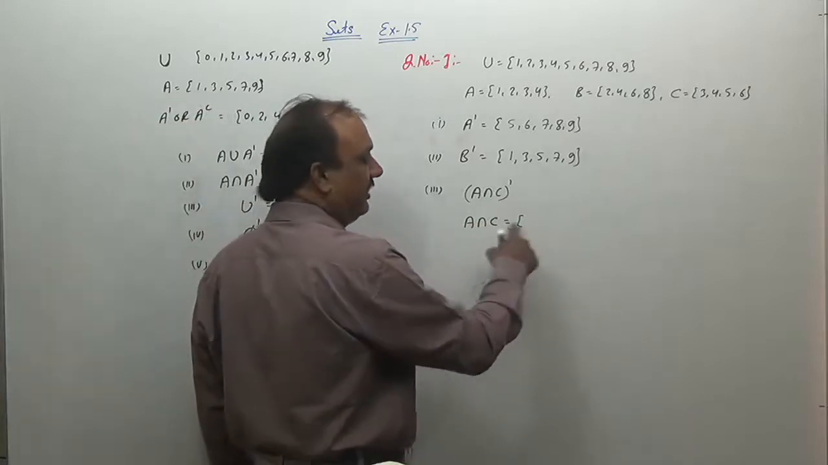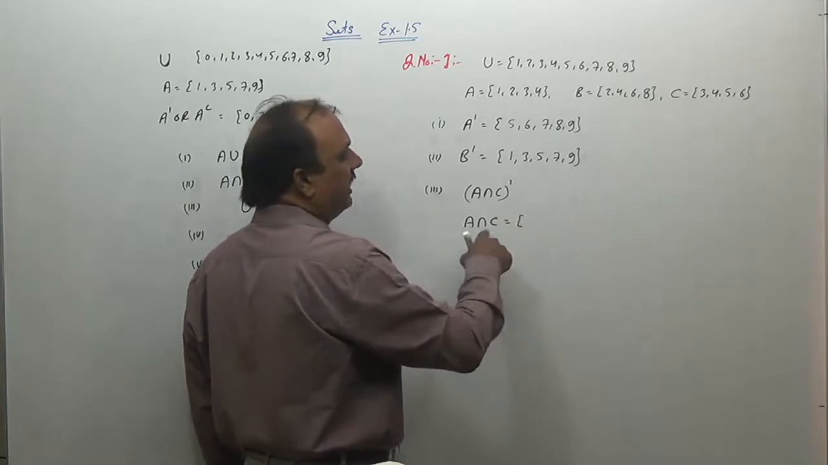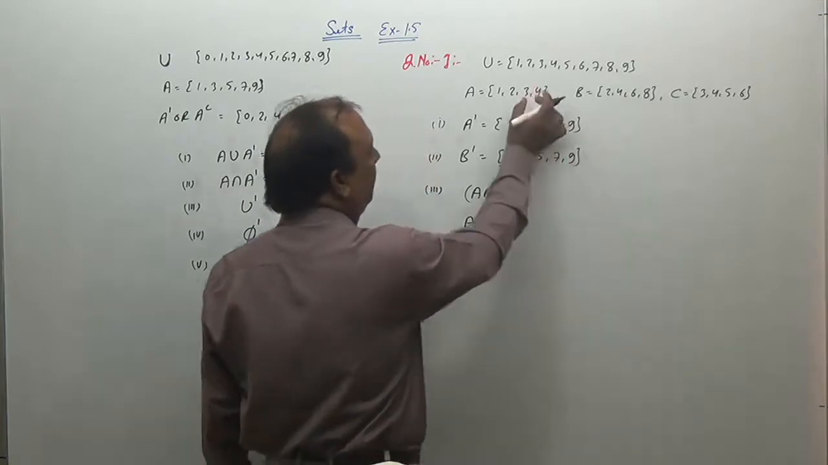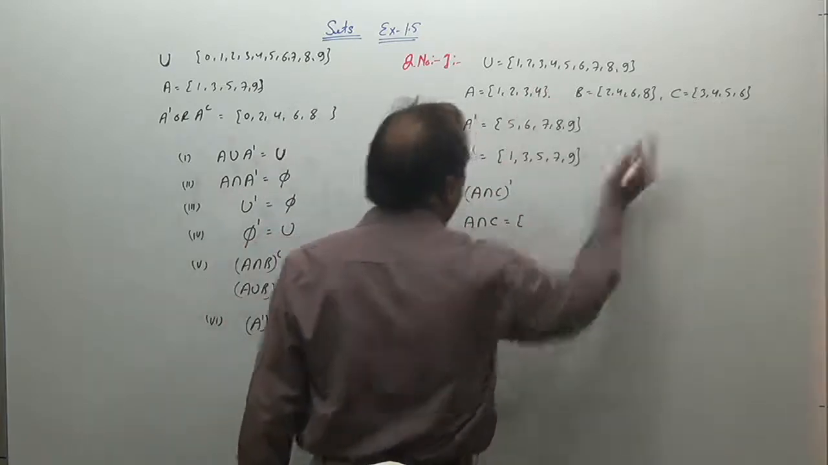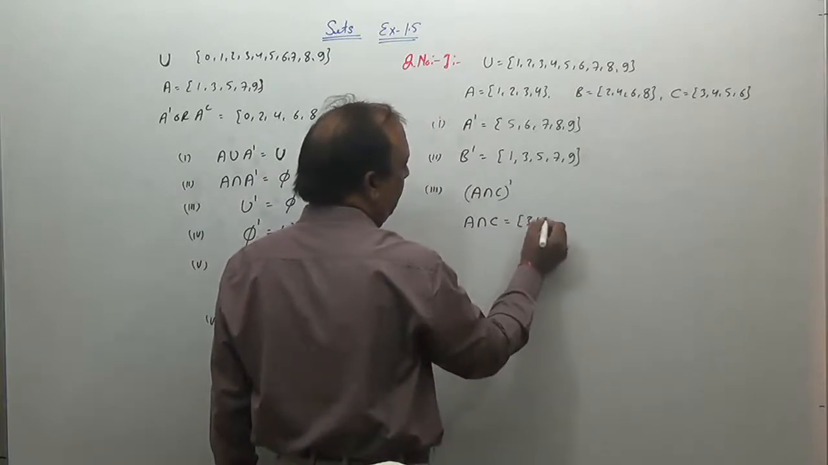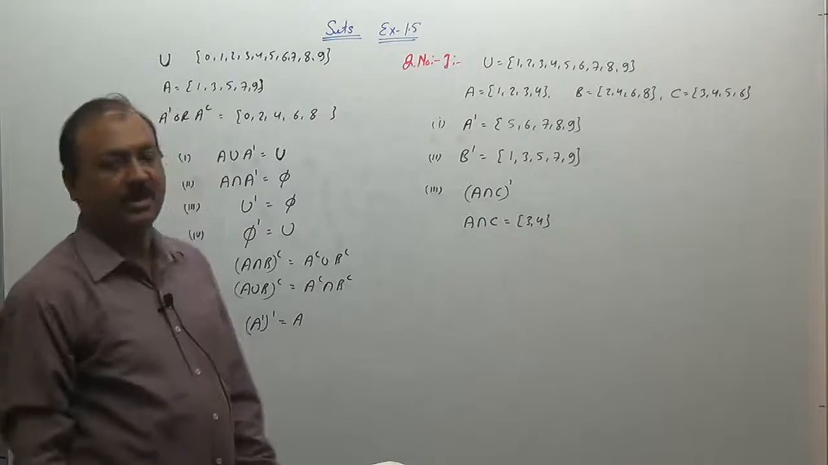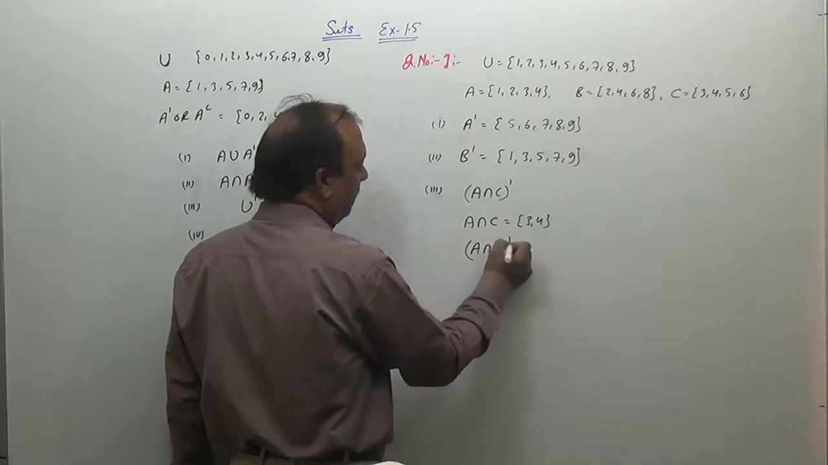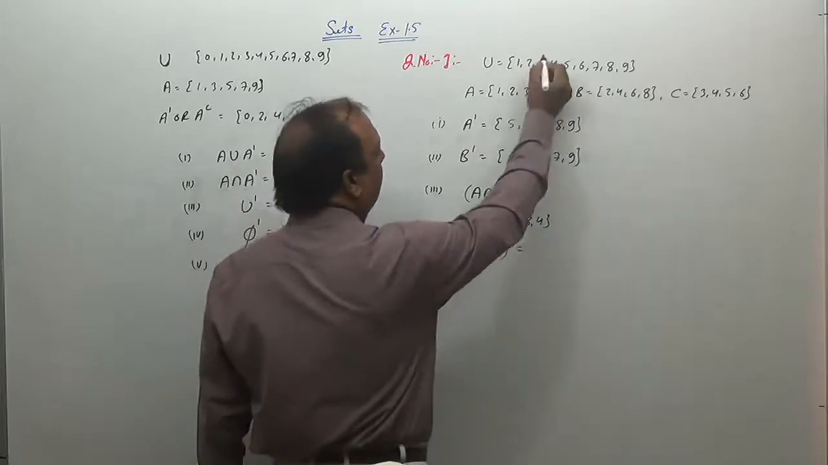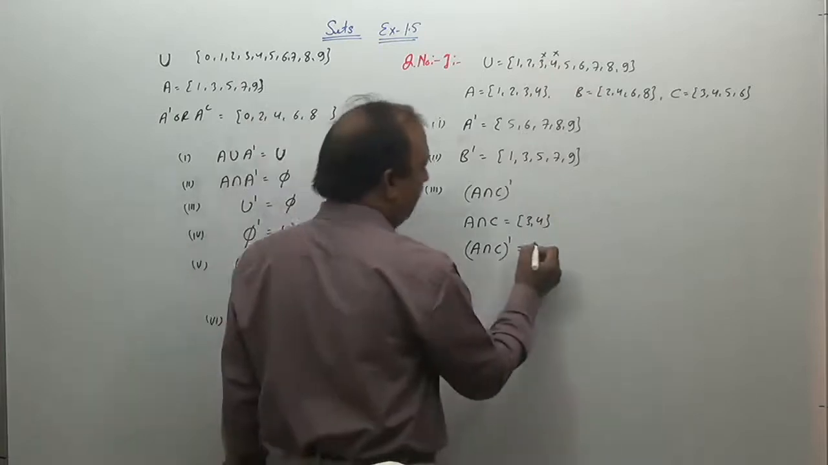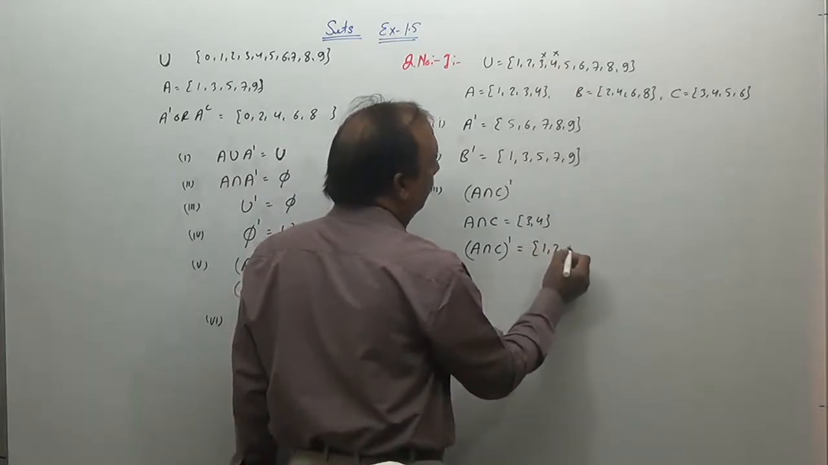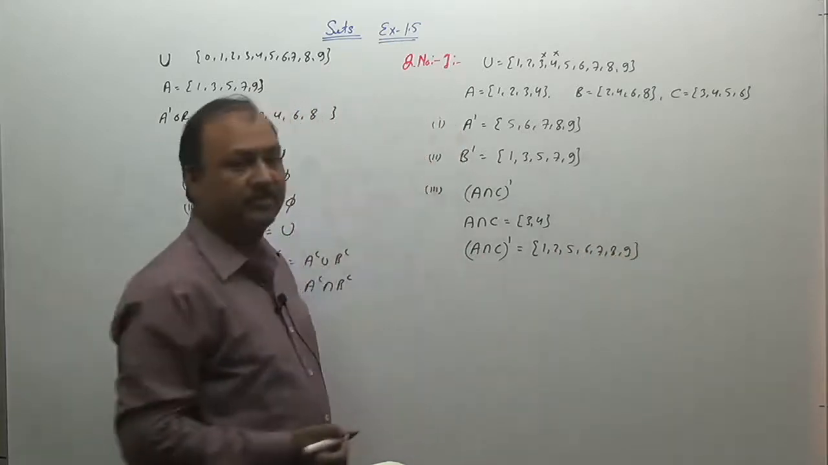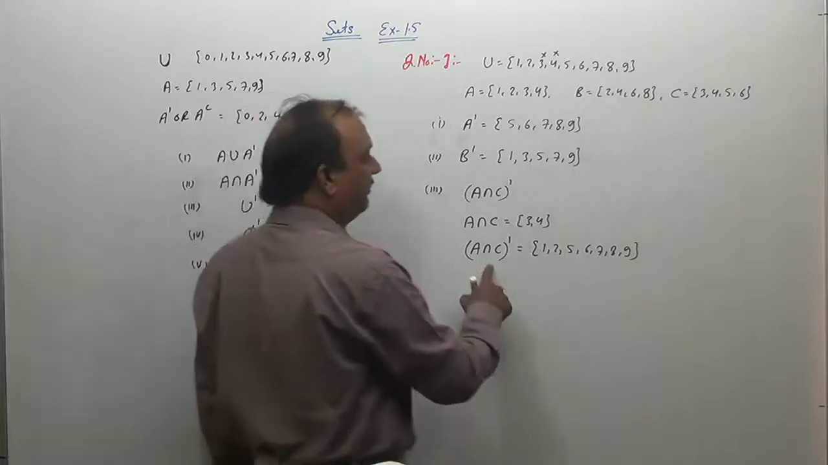A intersection C is a set which contains the common elements of set A and set C. There are only 2 elements common between set A and set C, 3 and 4. So this one is the intersection of A and C. After that, take its complement. In the universal set, excluding 3 and 4, the remaining elements are 2, 5, 6, 7, 8 and 9. So this one is the complement of A intersection C.